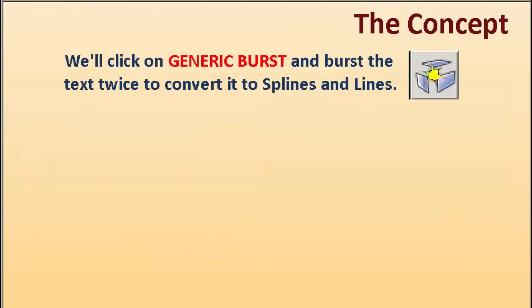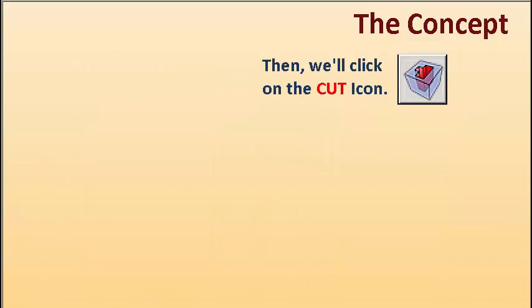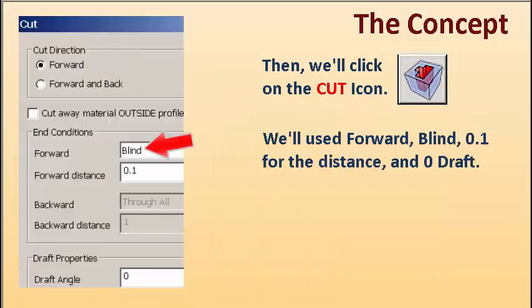We'll click on Generic Burst and burst the text twice to convert it to splines and lines. Then we'll click on the Cut icon. We'll use Forward, Blind, 0.1 for the distance, and 0 draft.